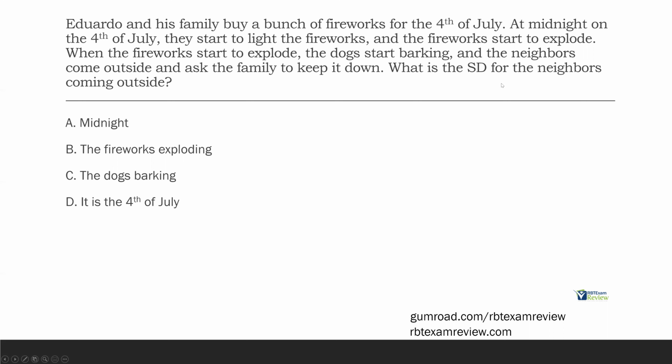Well, it's 4th of July all day, and the neighbors only came outside at the end of the night. So we can eliminate it's the 4th of July. What about midnight? Well, midnight occurs at the beginning of the scenario before all the fireworks start going off. The neighbors don't come out until after the fireworks have been set off. So we can eliminate midnight. The fireworks exploding don't cause the neighbors to come outside. What the fireworks exploding cause is the dogs to start barking, and the dogs barking results in what? The neighbors coming outside. So the SD for the neighbors coming outside, or the antecedent, is going to be the dogs barking.